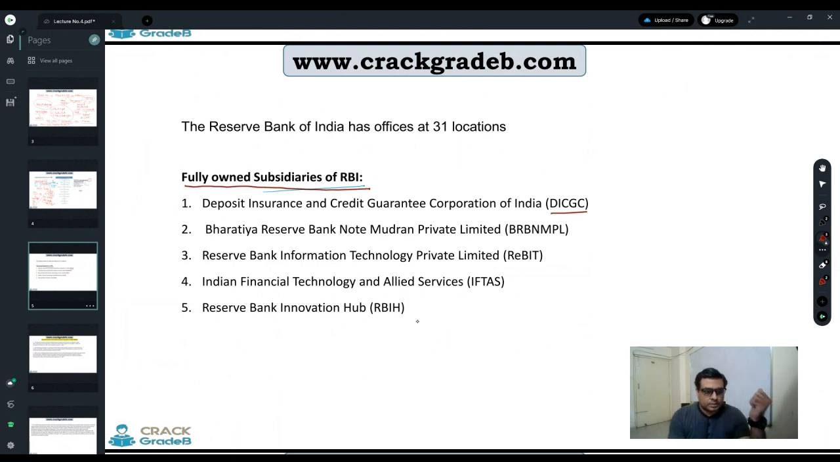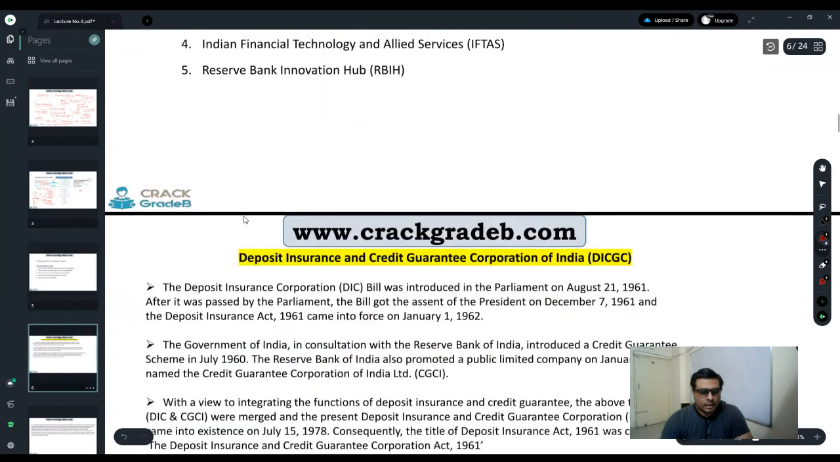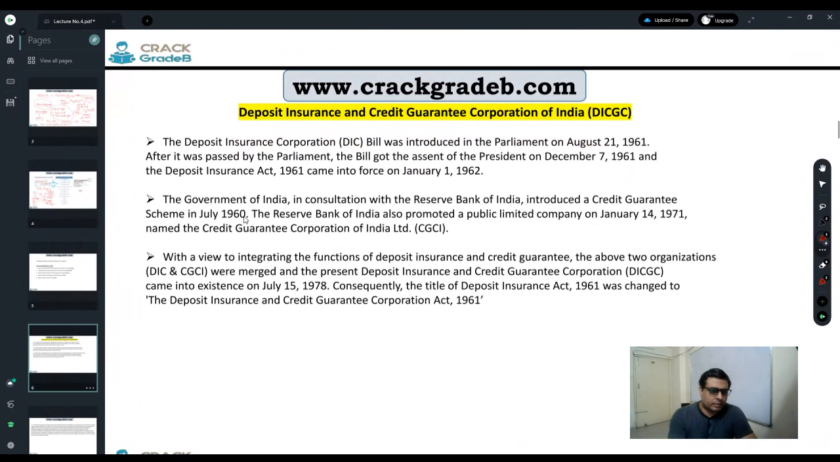So first, let's discuss the Deposit Insurance and Credit Guarantee Corporation. First point is the legal structure of this corporation. It was not one organization established at a single point of time. Actually, these were two organizations, and later on they were merged, and then this organization came into existence.